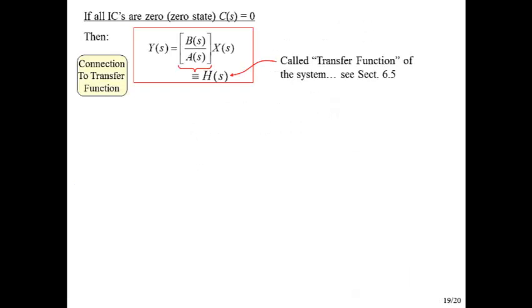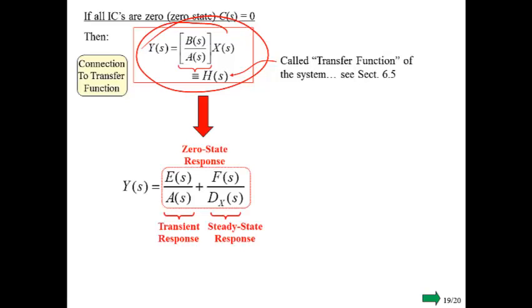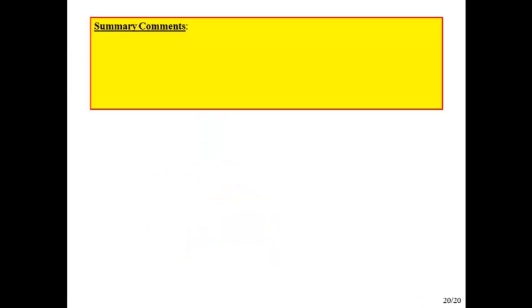So if all the initial conditions are zero, and we're just looking at the zero state case, we get the part that we've been solving for all along, H of s times X of s. And so the zero state response, even for the part that we've been looking at, can always be broken into this transient response part and this steady state response part.